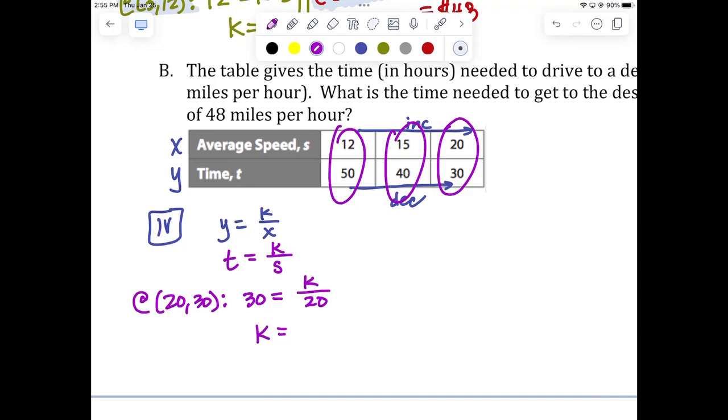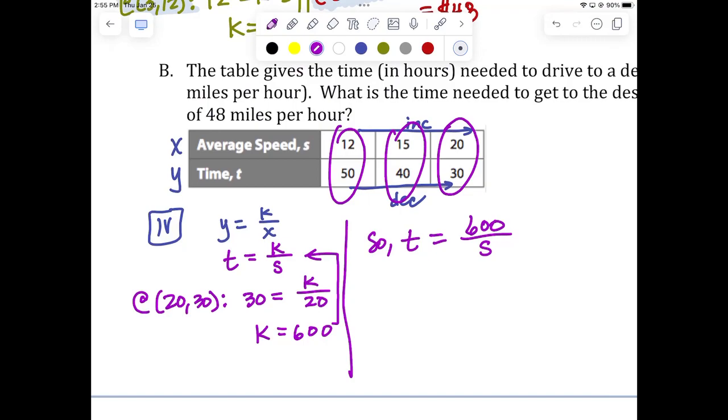Multiply both sides by 20. And 30 times 20 is going to be 600. You could do that if you had a calculator, if you needed it. We're not going to use a calculator much until the last problem here today. You just type it in, 30 times 20, enter, and you get 600. All right? So I plug that 600 back into here, and I get t equals 600 over s.